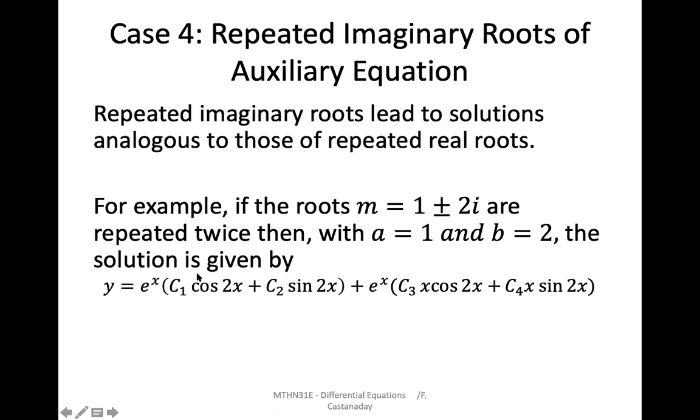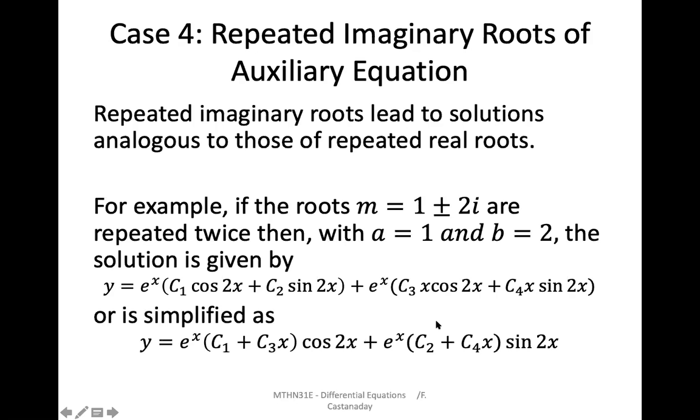e raised to x, of course, x because a is 1, and then c sub 1 cosine of 2x, 2 is the value of b, plus c sub 2 sine of 2x, plus e raised to x, because it's repeated, the terms here contain x. If it's repeated thrice, then you have x squared as the highest power of x in your solution. But here it's repeated twice, so c sub 3 x cosine of 2x plus c sub 4 x sine of 2x. Or you can simplify this one by combining the coefficients of cosine and the coefficients of sine.